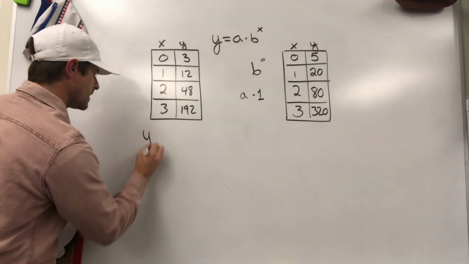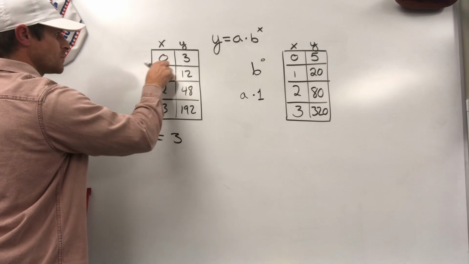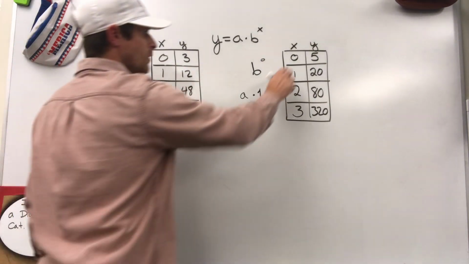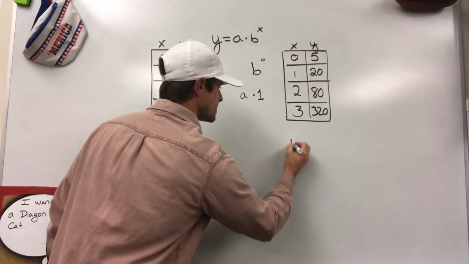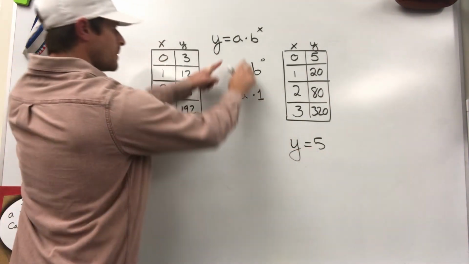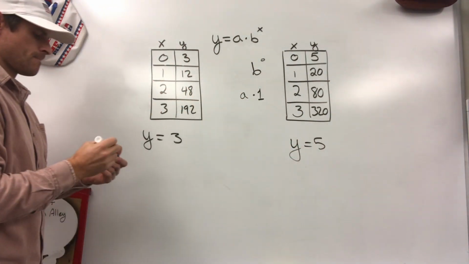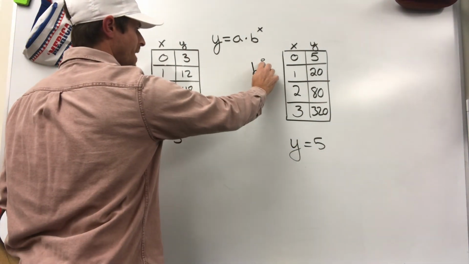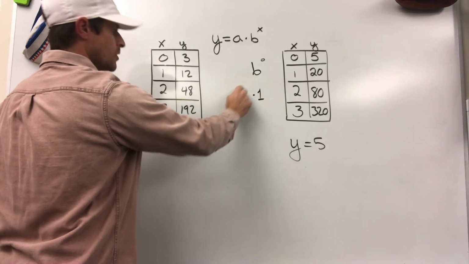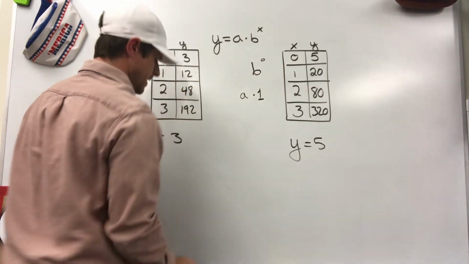So I know right now with my equation for this first example, my a is going to be a 3 because that's what my 0 term is. I go over here, my 0 is 5, so I'm going to say y equals 5. As you notice, I'm writing both equations down up here and I'm placing the a value in right away. Because b to the 0 power will always make a 1, your a has to be whatever your value is for y when x is 0.